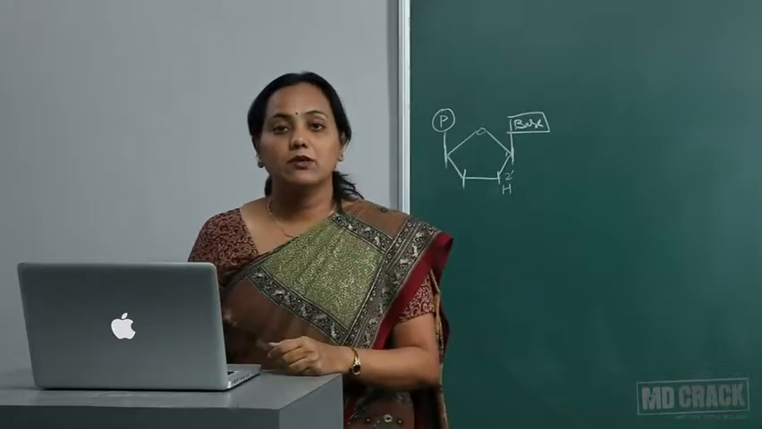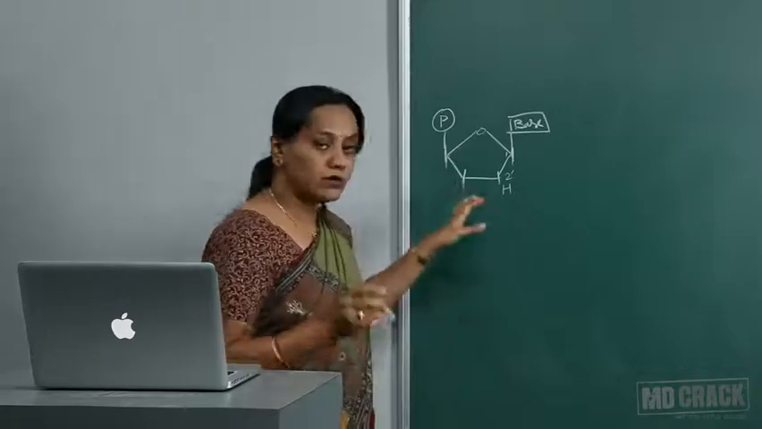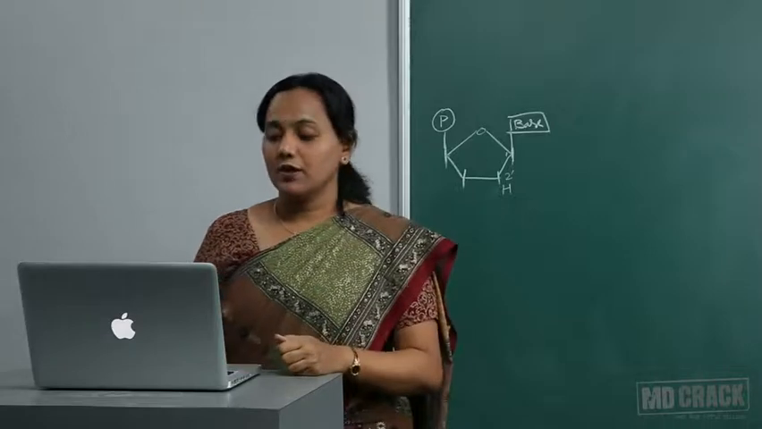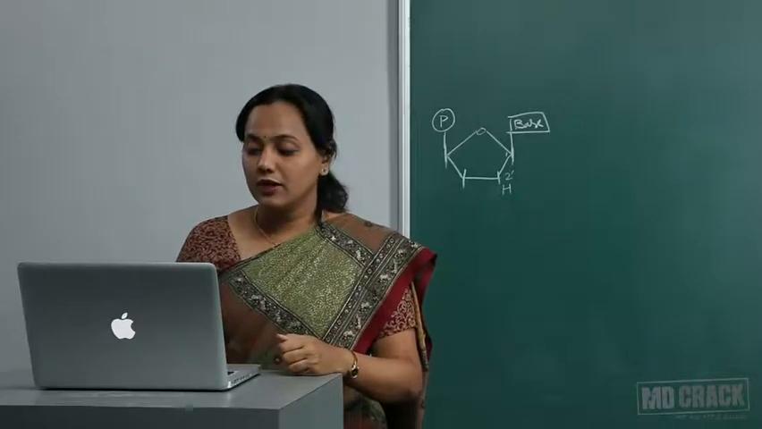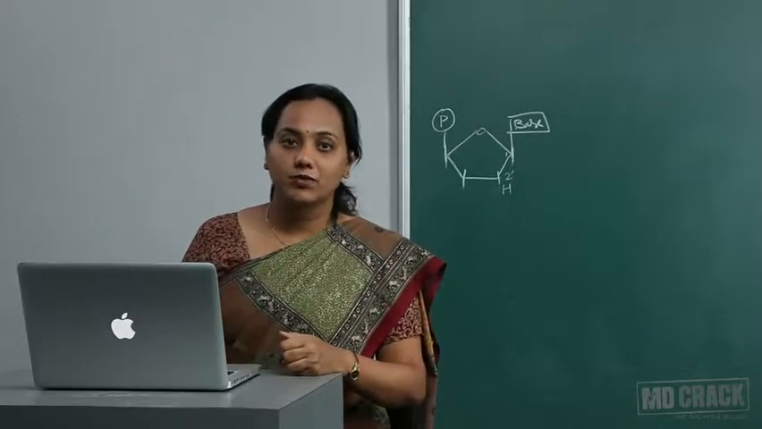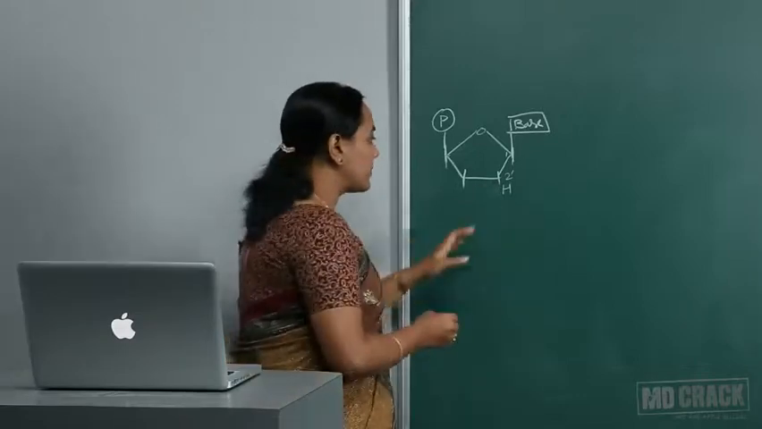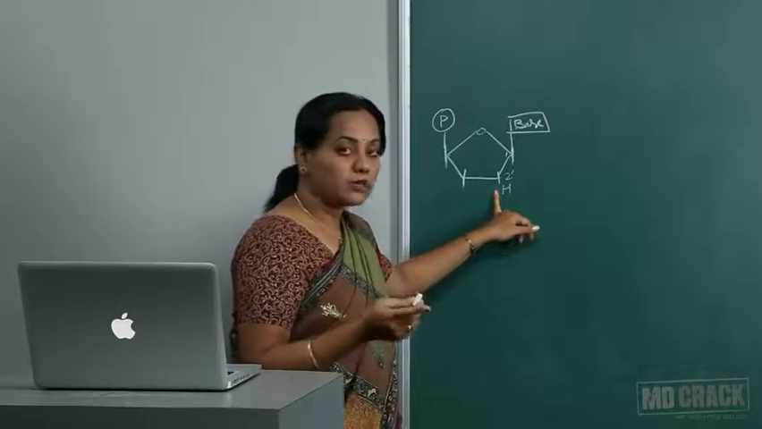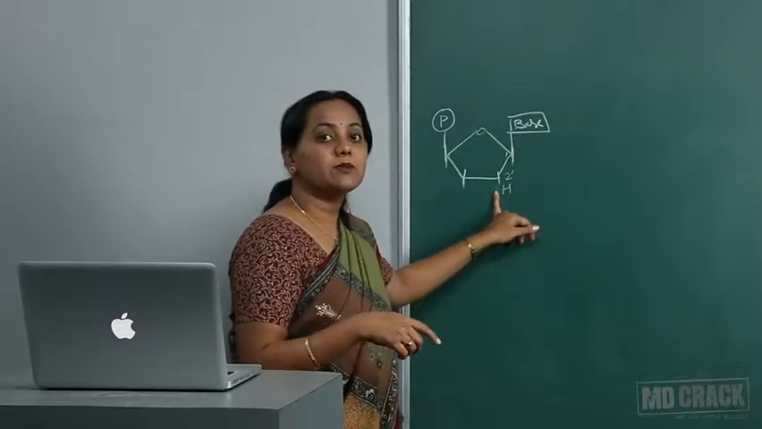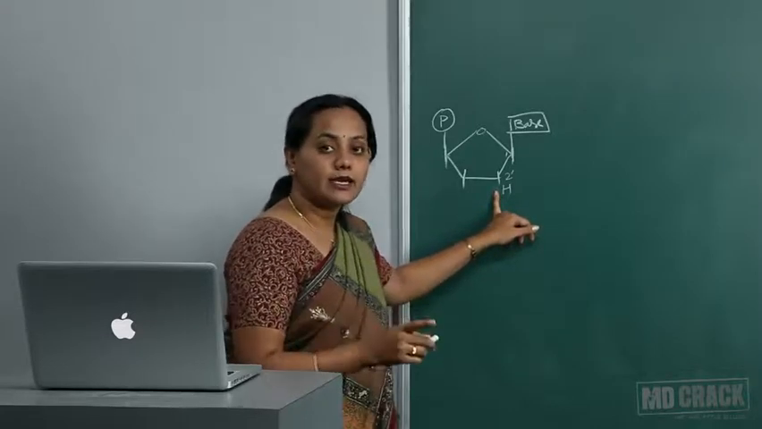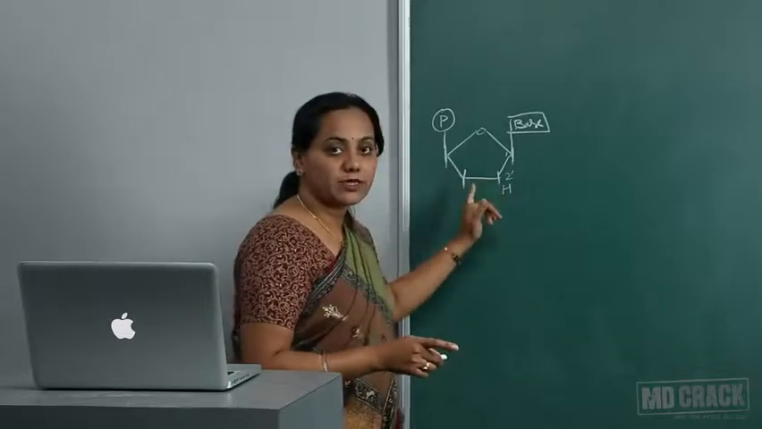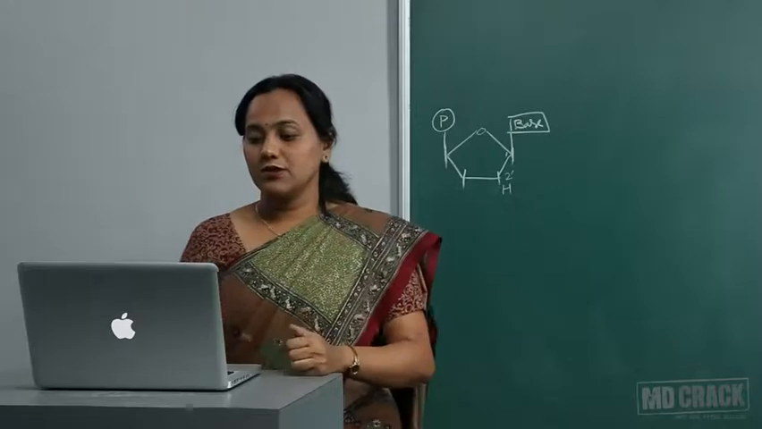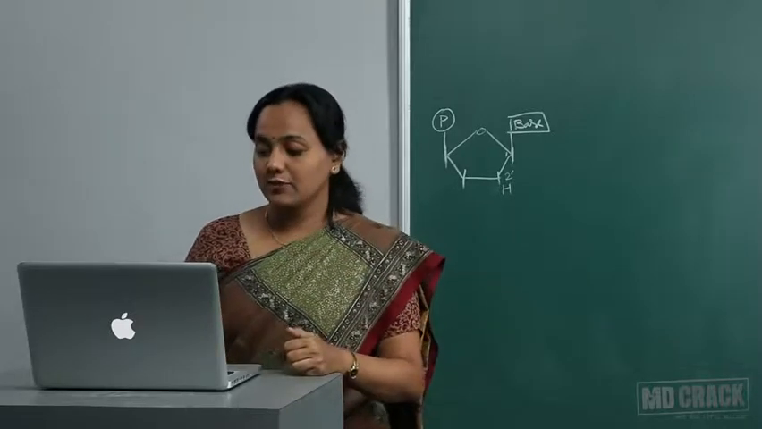Now what is a pentose sugar? This is usually pentose, so it is a 5-carbon sugar. The sugar in DNA is deoxyribose. As I said, if OH is present, it becomes ribose. If O is not present in the second position, it becomes deoxyribose. So in DNA, deoxyribose sugar is present. In RNA, it is ribose sugar that is present. So sugar in RNA is ribose.